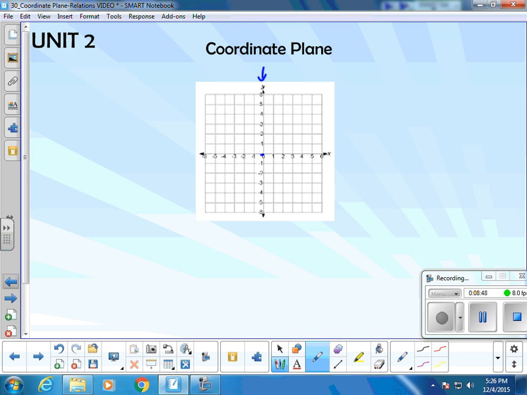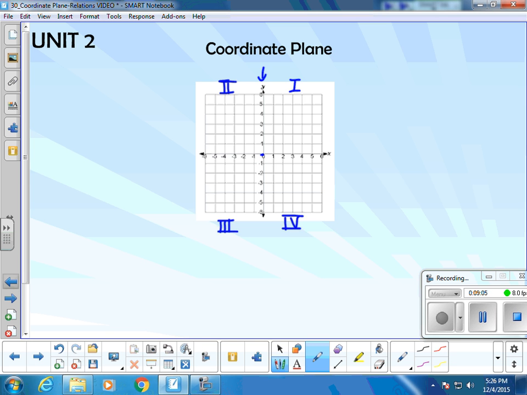If we look, this is quadrant 1. Remember I said it starts in the upper right, and we go counterclockwise, which is against the way a clock goes. So this is quadrant 2. This is quadrant 3, and this is quadrant 4.